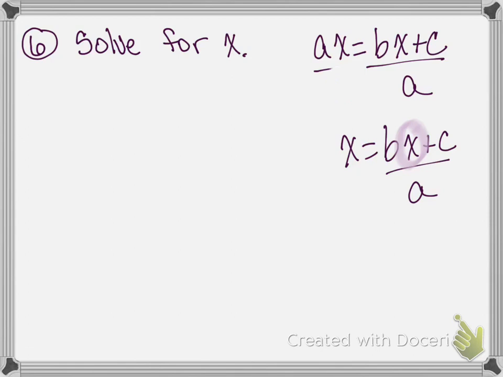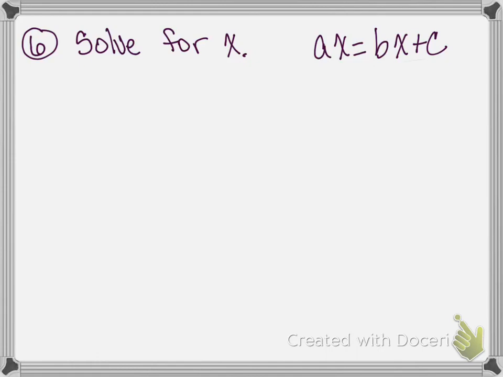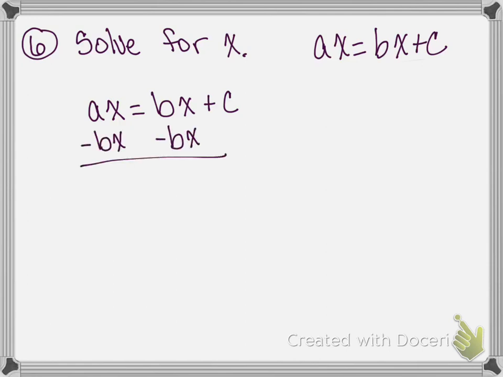So the way that we have to do it is I've got to get that bx on the other side. Okay, so I'm going to start with ax equals bx plus c. I am going to subtract the bx from both sides. So I have ax minus bx equals c. Okay, so now I've got the x's on the same side. They're together. Now I'm going to factor out that x.